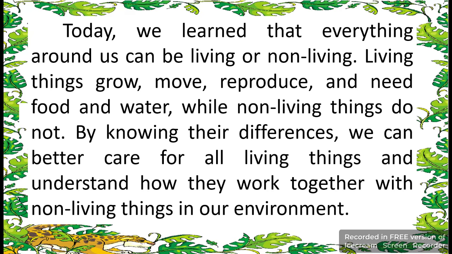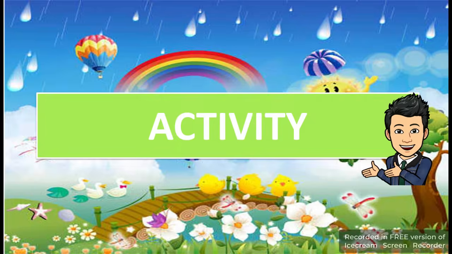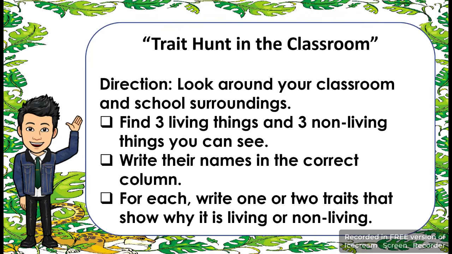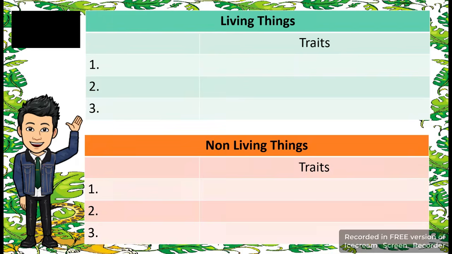Did you understand our lesson? Let's proceed to your activity. We will have an activity entitled Treasure Hunt in the Classroom. Direction: look around your classroom and school surroundings. Find 3 living things and 3 non-living things you can see. Write their names in the correct column. For each, write 1 or 2 traits that show why it is living or non-living. I will give you 1 minute to answer this activity. T-minus 1 minute.